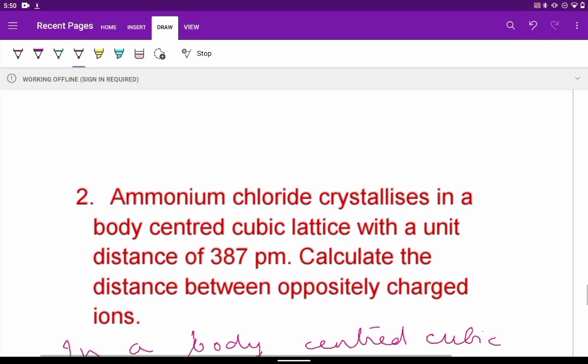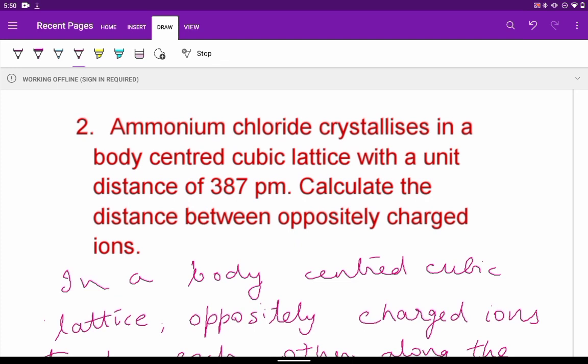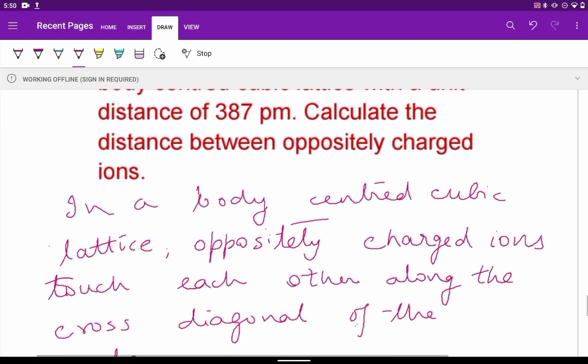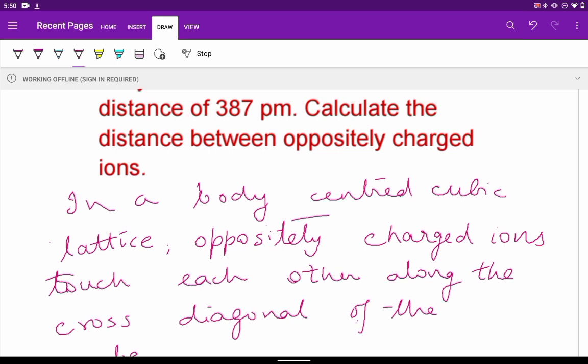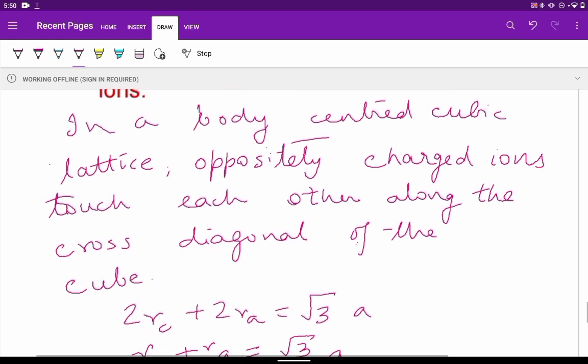One more numerical, it may help you in your exam. Ammonium chloride crystallizes in a body-centered cubic lattice with a unit cell edge of 387 picometers. Calculate the distance between oppositely charged ions. Now in the case of a body-centered cubic lattice, the oppositely charged ions touch each other. How? Along the cross diagonal of the cube.